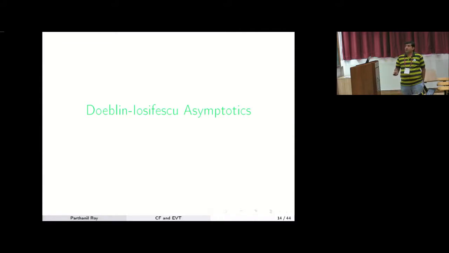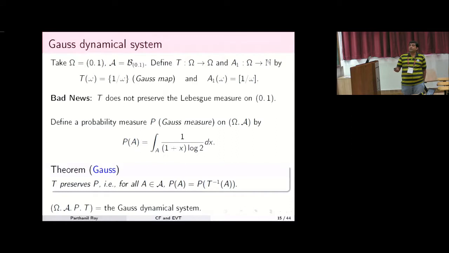So what is the Doeblin-Iosifescu asymptotics? Let's go back to the notation, because by now we have forgotten it. We start with omega, which is (0, 1). We take this measure, these are the measurable sets, these are the events. I define the measurable maps, which are the Gauss map, the fractional part of 1 over omega, and the integer part respectively. We know that it doesn't preserve the Lebesgue measure, but it does preserve the Gauss measure, which is this, and therefore this is a dynamical system, which we call the Gauss dynamical system.